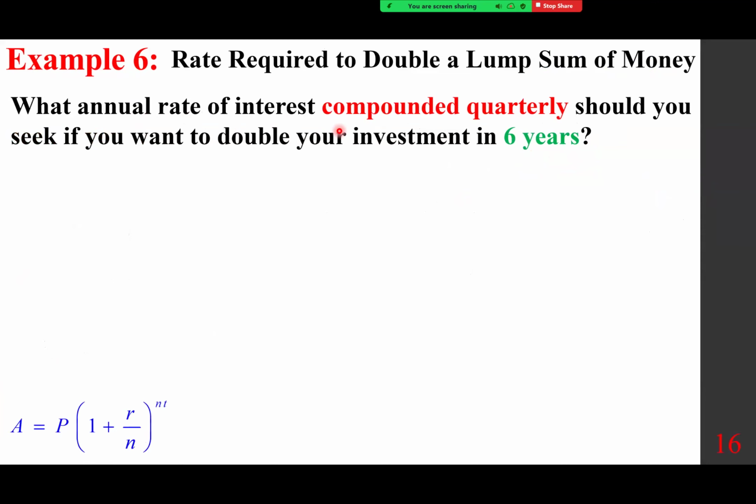What annual rate of interest compounded quarterly should you seek if you want to double your investment in 6 years? And so that's the formula, where what is given: compounded quarterly, n is 4. To double your investment, A becomes 2 times P, and the T is 6 years. So that's the first thing I want you to see, everybody.